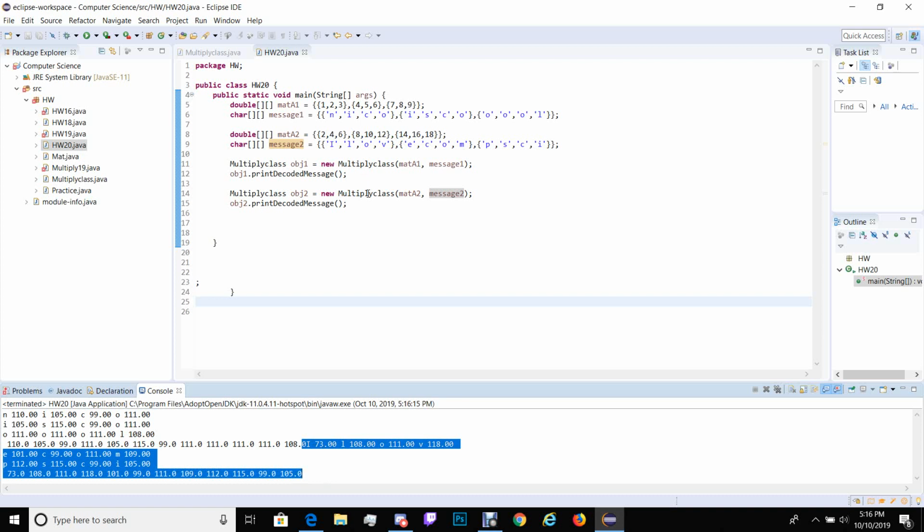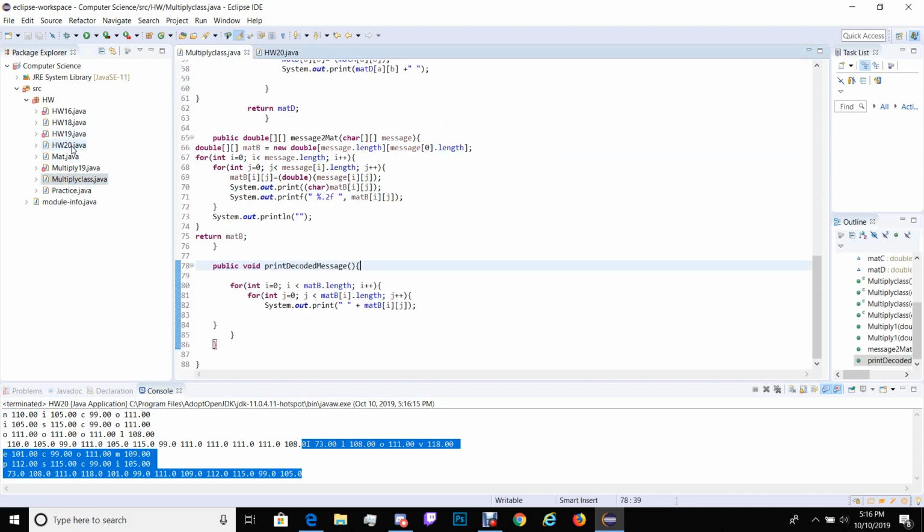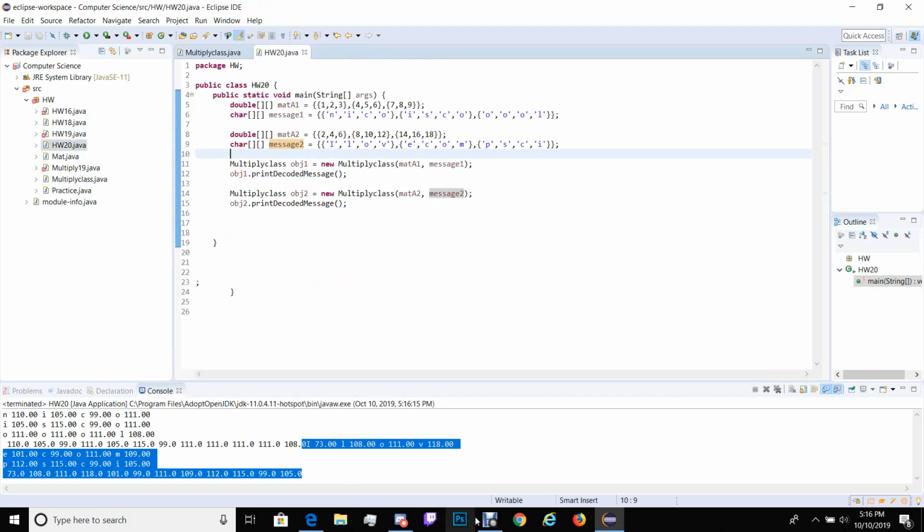So you can see I used two classes, and I used what I did in the multiply class and put it in this one over here. So that's pretty much it.